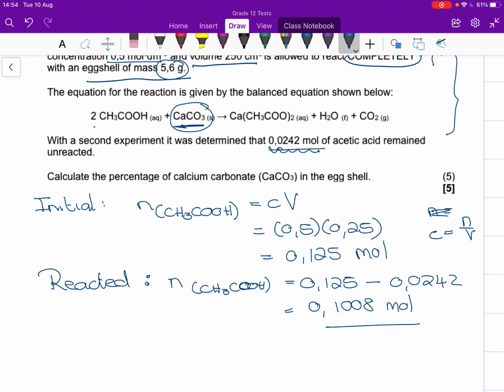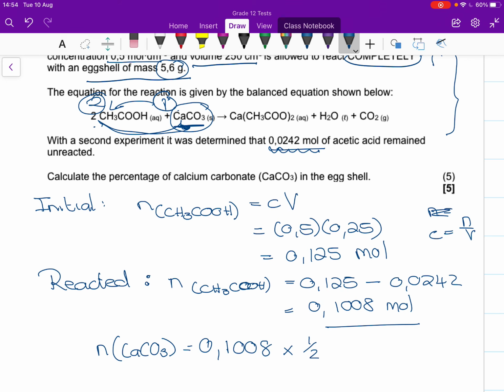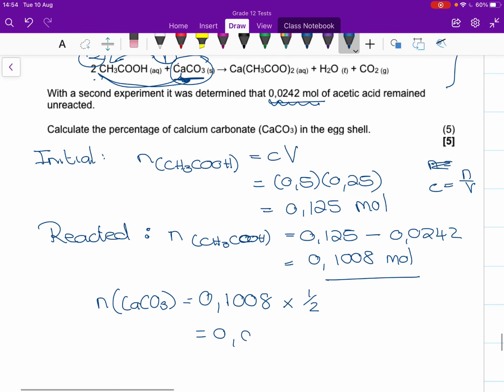Now I need to know how much calcium carbonate actually reacted. So now I'm going to go calcium carbonate. And I'm going to take this and do the mole ratio. So I'm going to times 0.1008 by 1 over 2. That means I only reacted 0.05004 moles of calcium carbonate.